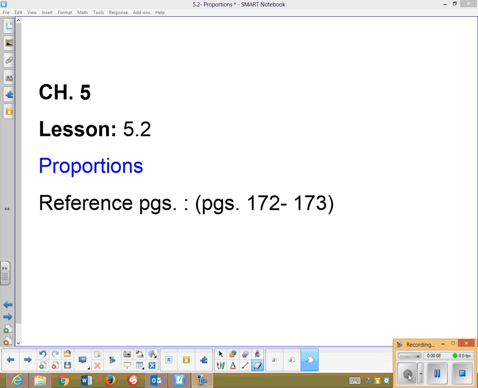Reference pages to this can be found in your textbooks, pages 172 and 173. Don't forget, as a reminder, you need to take down all the notes in today's video for full credit.